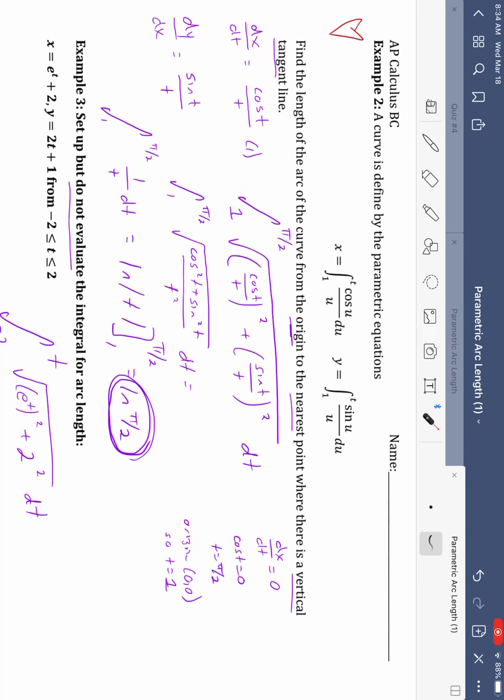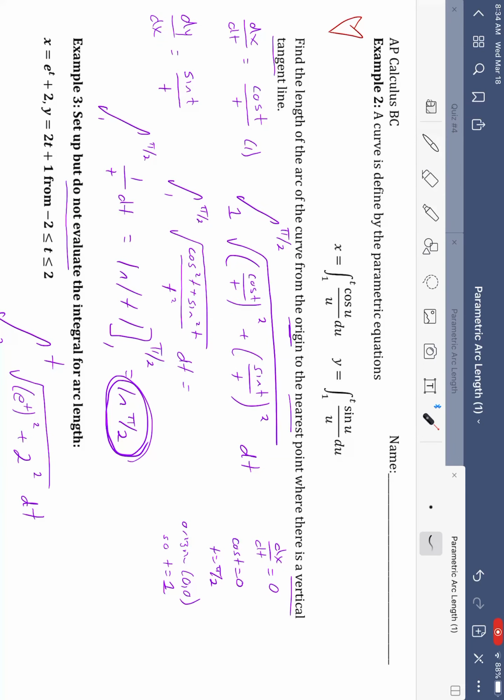All right, example 2, they're trying to trick you here by defining x and y as integrals. So they're trying to just scare you, but we're not going to be scared by that. It's not a big deal. So remember, find the length of the arc. So what I need is dx dt. Well, the derivative of an integral, all you got to do is replace t and chain rule it. So that's where this comes from.